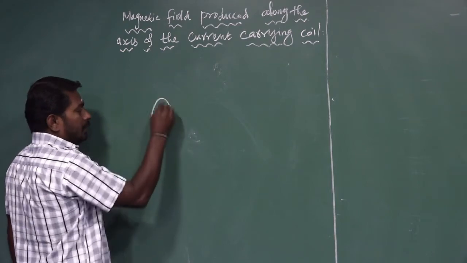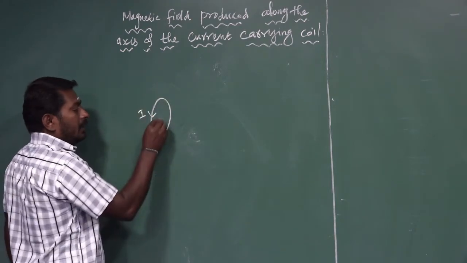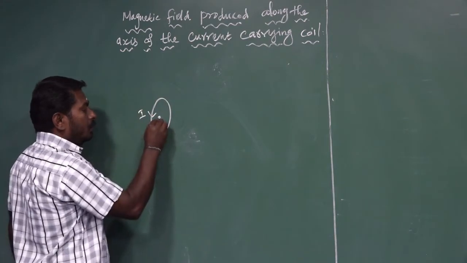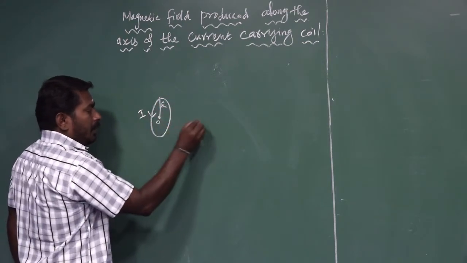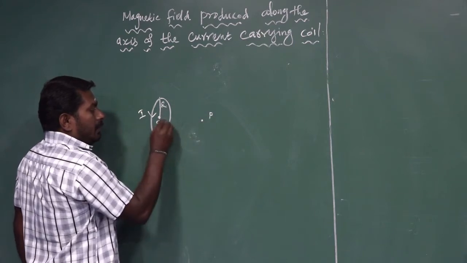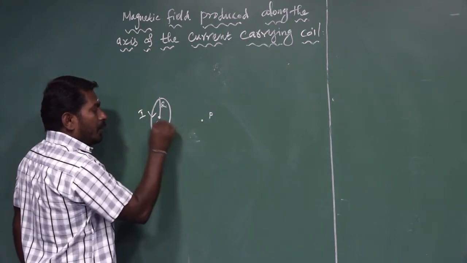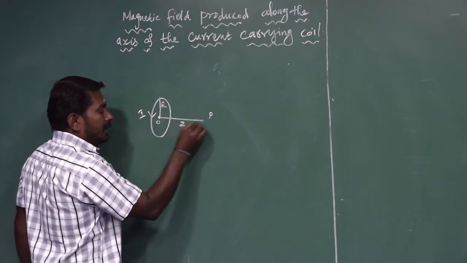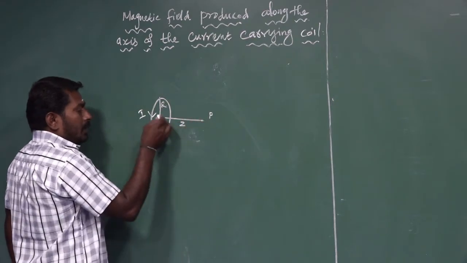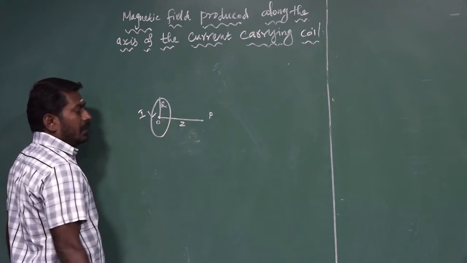See the diagram: the circular coil carrying current I, the center of the circular coil is point O, and the radius of the circular coil is R. We assume one point P. That point P we assumed along the axis of the circular coil carrying current. Z is the distance of the point P from the center of the circular coil carrying current.